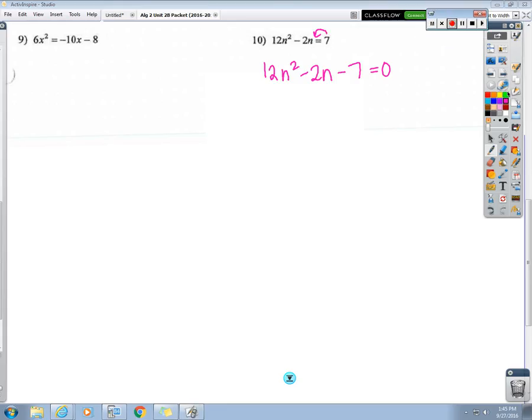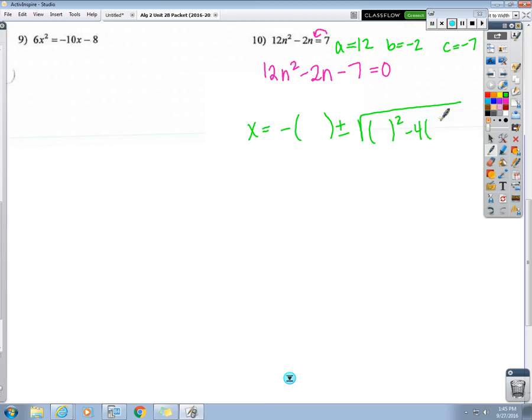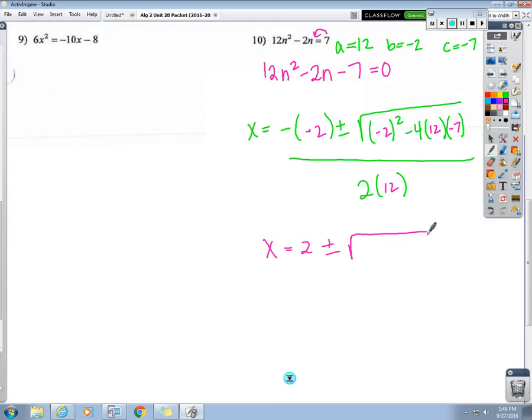Once you have it in standard form, you identify the A, B, and C. Right? Then you set up your formula. Okay, hold on. First I'm going to write out the formula, because I don't like to make mistakes. Alright, these are both B values, so we put negative 2 in both of those. These are both A values, so 12 goes in both of those. And this is C, so that's negative 7. A negative 2 becomes a positive 2. Plus or minus the square root of what? 340? Over what? 24.